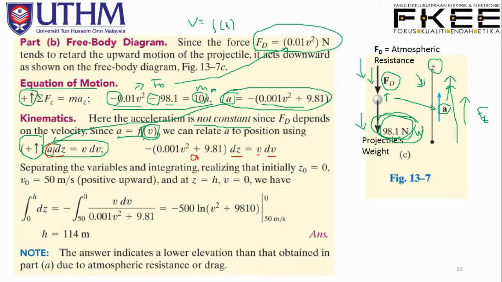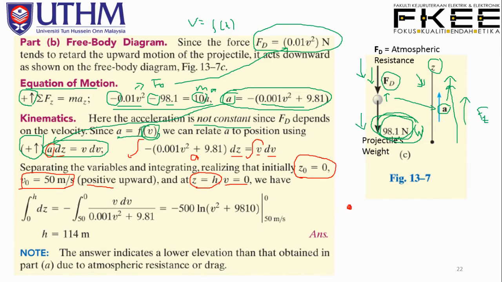And then what we do next is we try to solve this relationship by integrating both sides. Okay, separating the variables and integrating, realizing that initially z not equals 0. Yes, the initial position of the projectile is 0. The initial speed is given by the question as 50 meters per second, which is positive upward, and z equals h, the maximum height, and v equals 0 because at the maximum height, we have our projectile, for example, here.